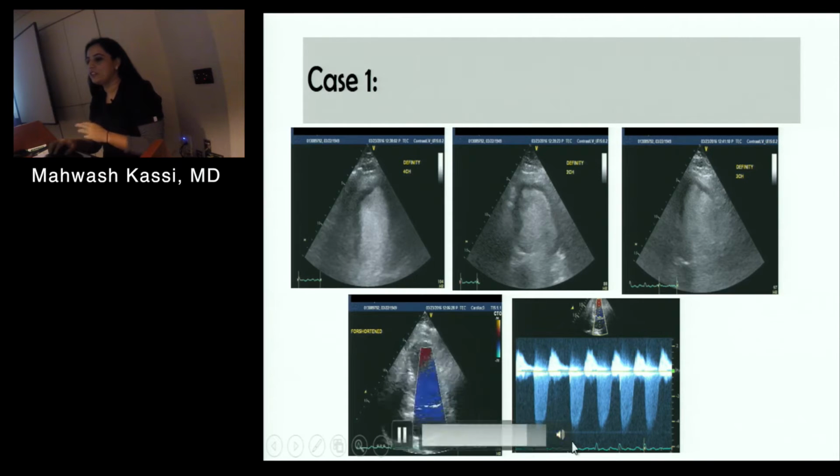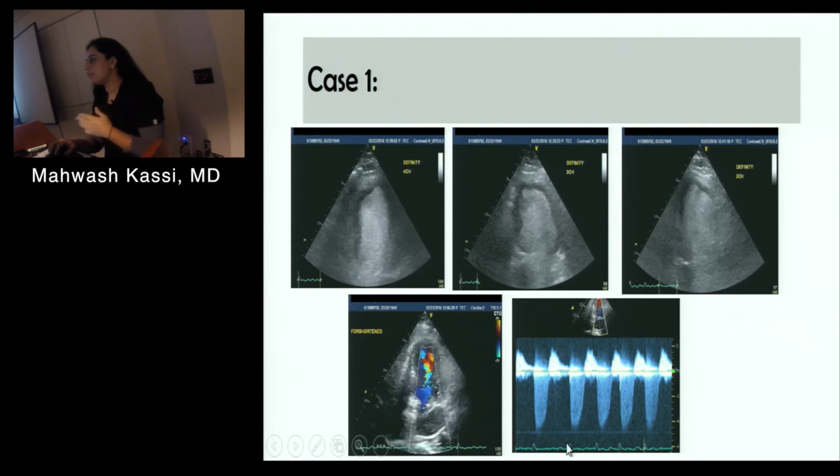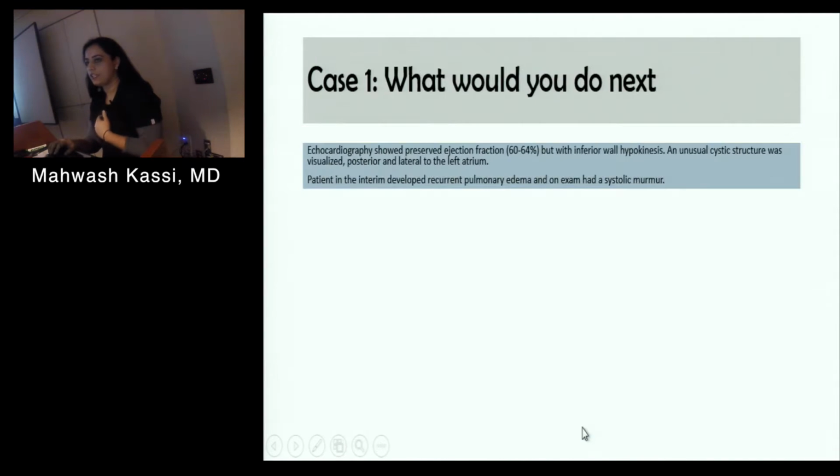Let me say one more thing: the color didn't really show it very well here, but there's also a suspicion for mitral regurgitation. So the question is, what would you do next? The EF is rather preserved, maybe 64 to 68 with inferior wall hypokinesis. You see this unusual cystic structure, anatomically posterior and lateral to the left atrium. In the interim, the patient develops recurrent pulmonary edema. On exam, he has a systolic murmur, and there is suspicion for significant mitral regurgitation. What would be your next step?